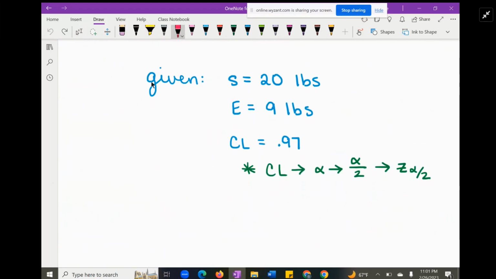So again, we're given the standard deviation is 20. Notice I wrote S. It could have come from a sample, some other sample, but we could also say that it may also be sigma. So we really don't know. They're just saying standard deviation, but we're going to use that in place of sigma, 20 pounds. Our margin of error is 9. And then we're given the confidence level, but not the critical value, right?